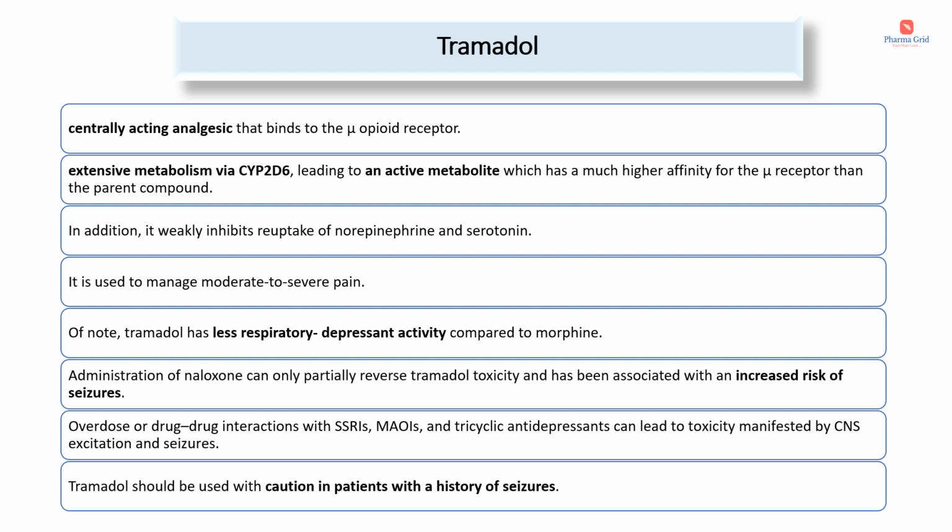Administration of naloxone can only partially reverse tramadol toxicity and has been associated with an increased risk of seizures. Overdose or drug-drug interactions with SSRIs, MAO inhibitors and tricyclic antidepressants can lead to toxicity manifested by CNS excitation and seizures. Tramadol should be used with caution in patients with a history of seizures.